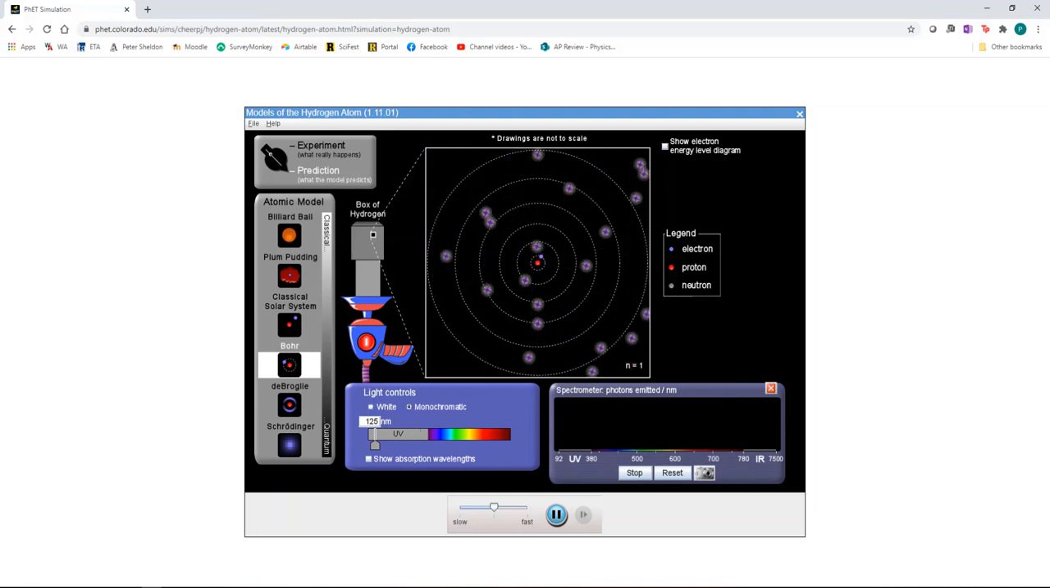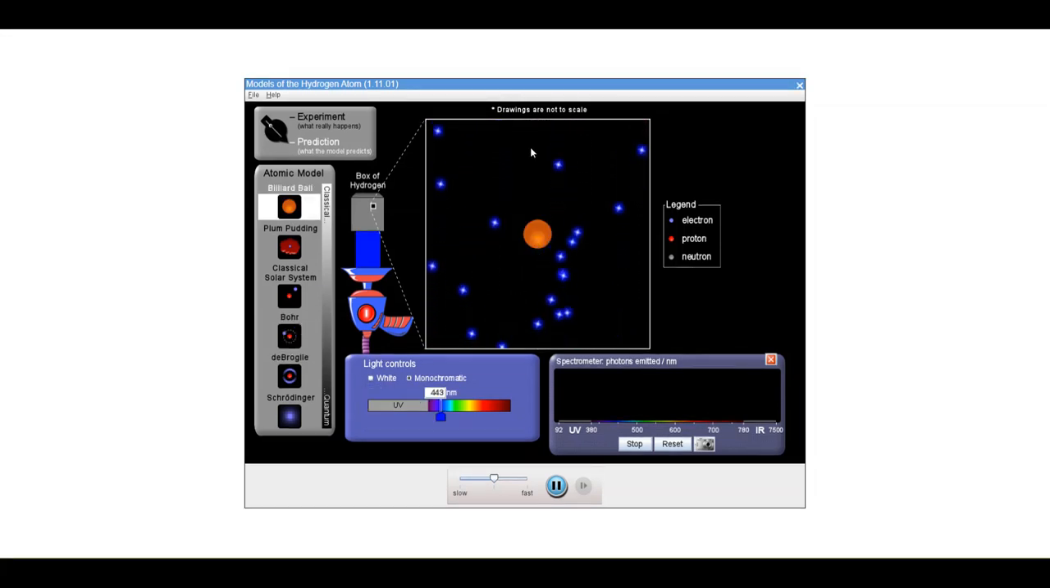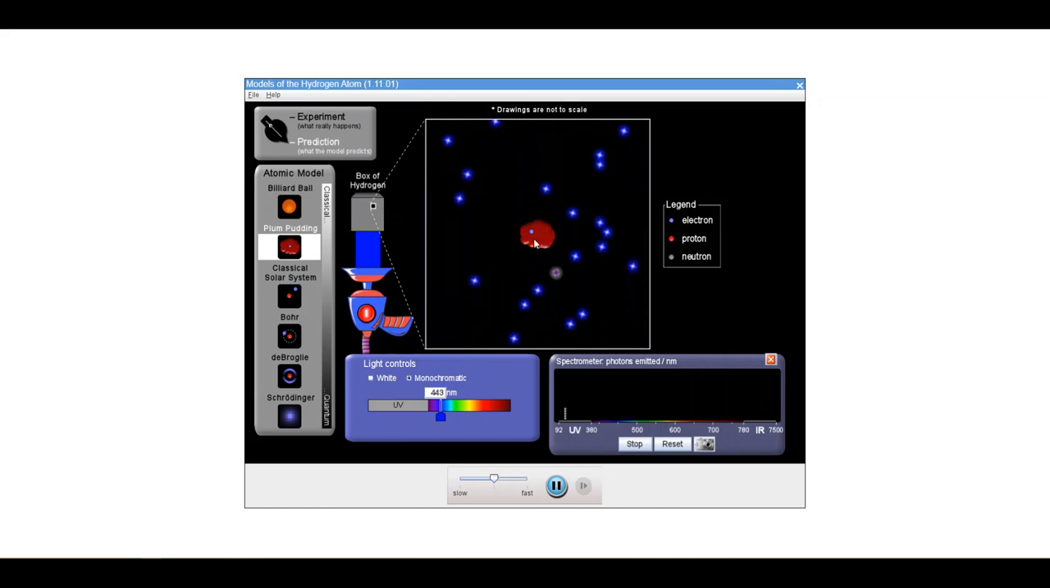Okay, so what can we do? Let me pause this for a second. Starting with the billiard ball model, sending in some blue photons, you can see they bounce off when they hit that. Let's go to the classical solar system model. Notice that the photons sometimes have collisions with this electron. I don't know, it's not that interesting. The electron bounces around in the atom. Oh, look. Okay, I didn't realize you could make this so the electron is emitting light when it gets excited by those blue photons.